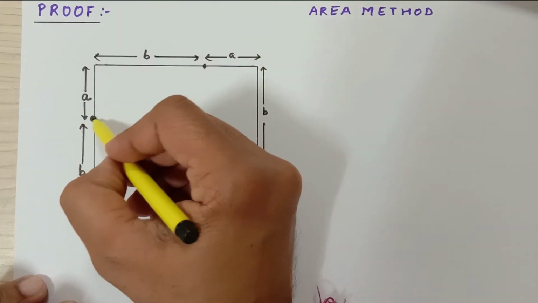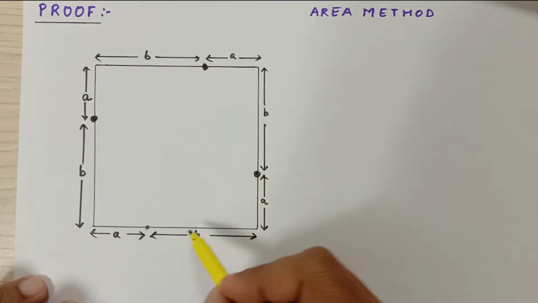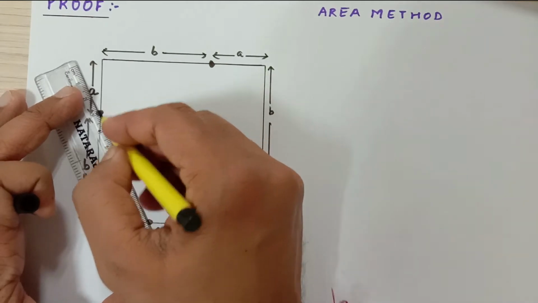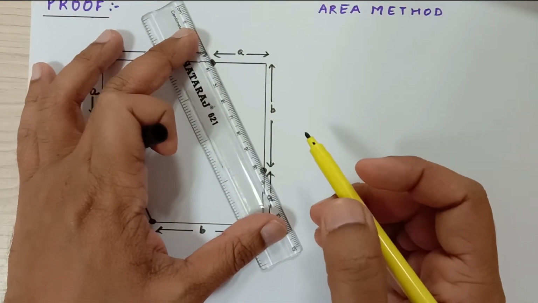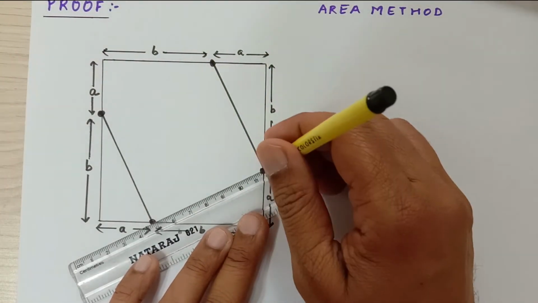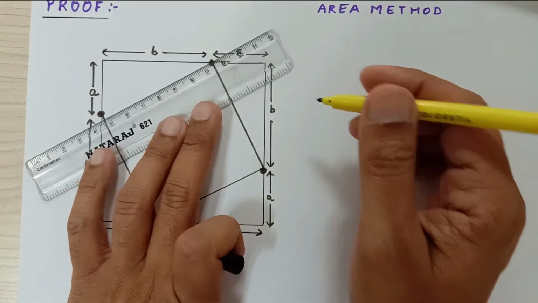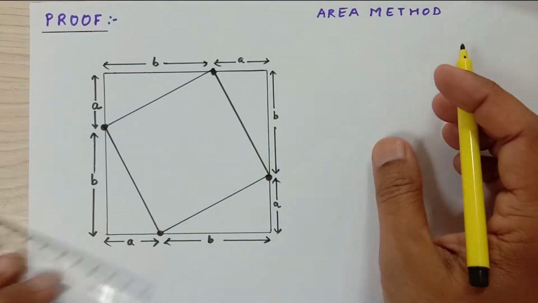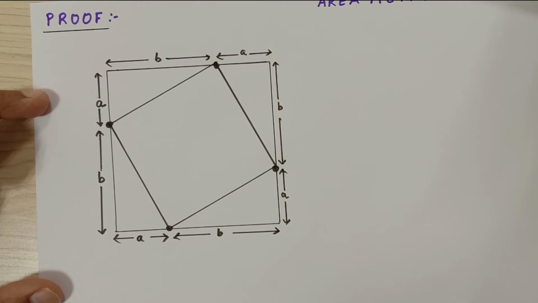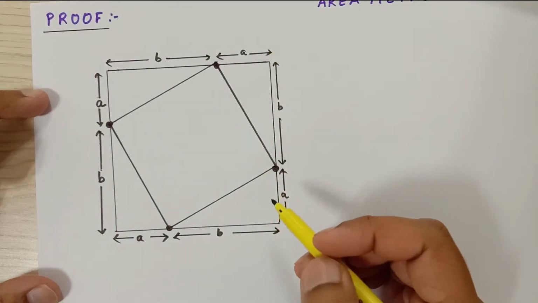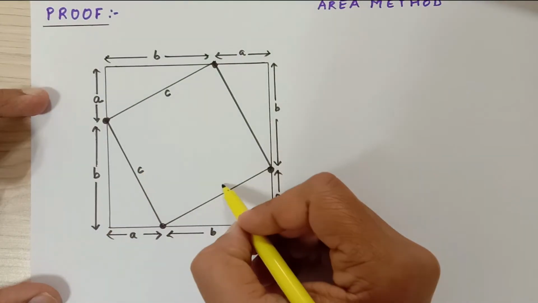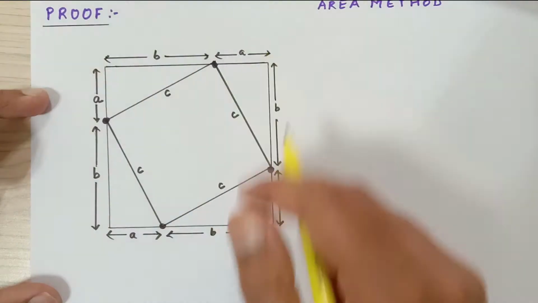Now these four points, I'm going to connect them, I'm going to join them. Great. And what you see is a smaller square that is produced inside, right? So a square inside a square. Now I'm going to call this length small c. So since this is a square, the length is going to be c all over.